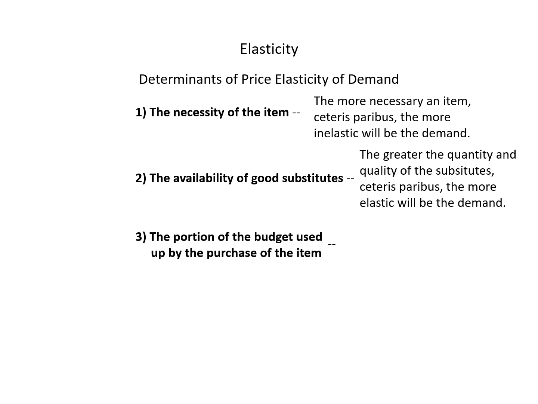The third determinant of price elasticity of demand is the portion of the budget that is used up by the purchase of the item. We've already seen that for a straight line demand curve, the demand becomes more elastic at higher prices. But this is not just because of the quirky nature of percentages. There's also some real-life logic to it.